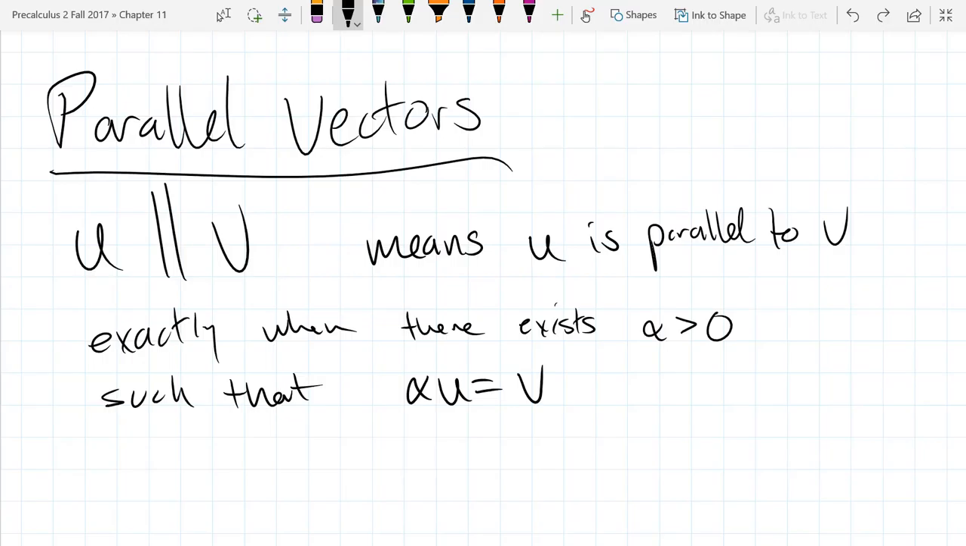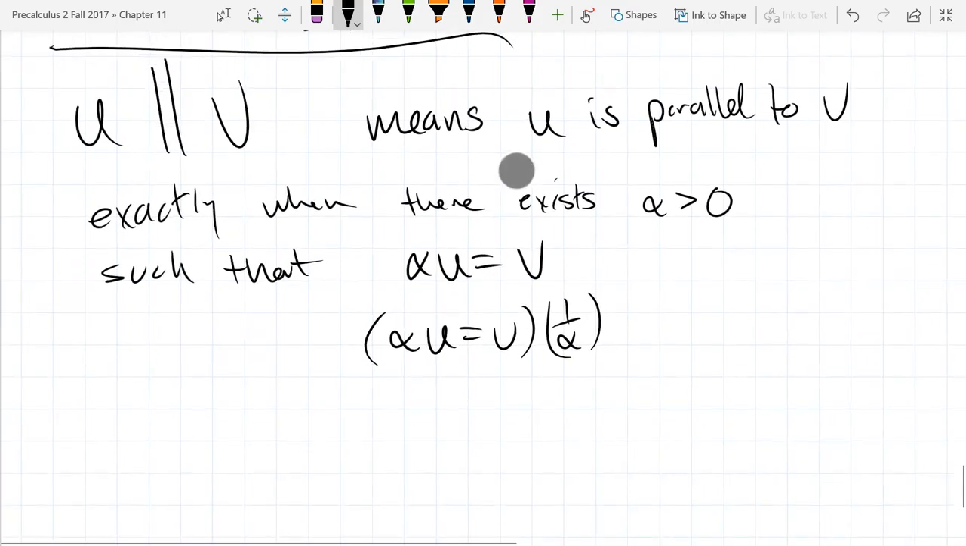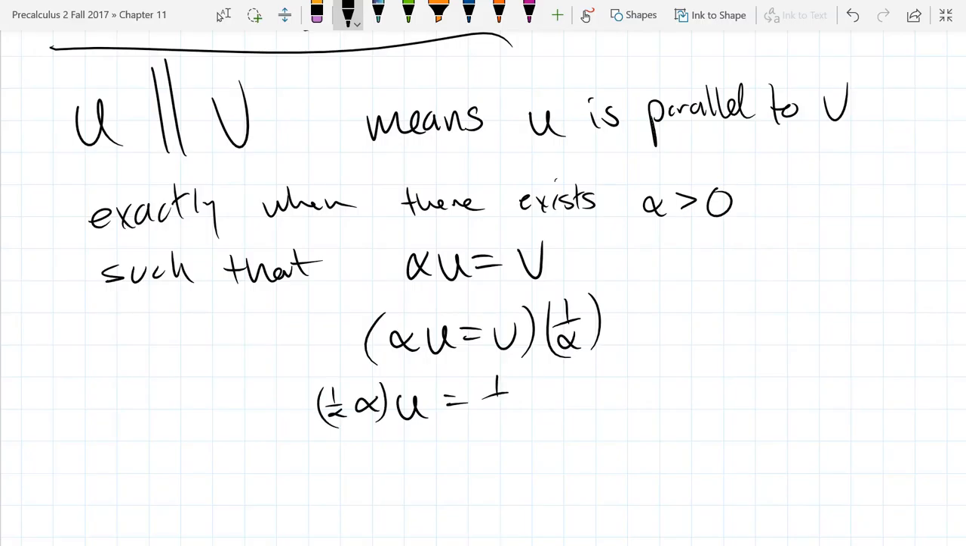Because I only told you about scalar multiplication. 1 over alpha. So we multiply by the reciprocal, 1 over alpha. We're scalar multiplying both sides. We have alpha times 1 over alpha. It's going to cancel out to 1, equals 1 over alpha v. So it doesn't matter what side you multiply on. As long as it's not 0, you can always move it to the other side by multiplying by the reciprocal.